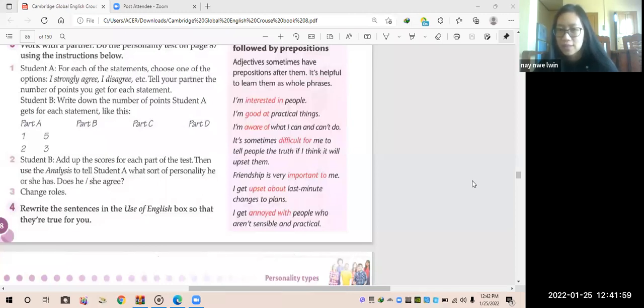I'm interested in exotic pets. I'm good at cooking and I'm aware of my family. It's difficult for me to do math. And to get admission for medical university is important to me. And I get upset about something easily. I get annoyed with my brother.